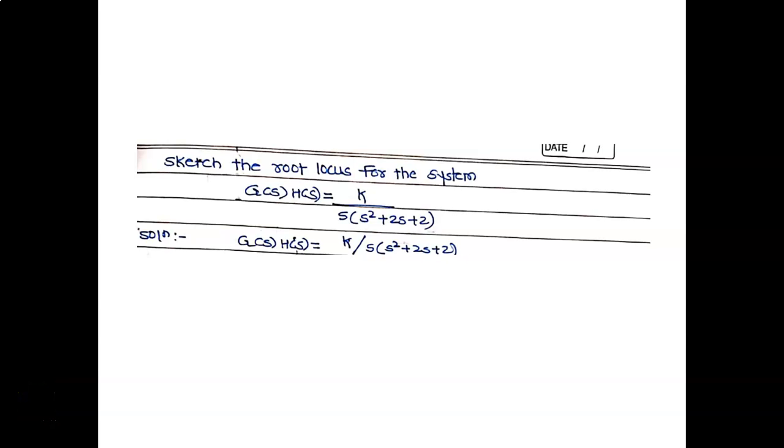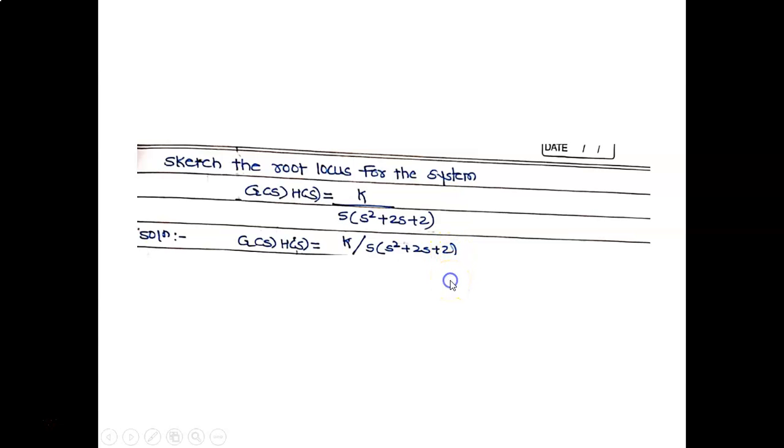Now we will see the second problem on the root locus. Sketch the root locus for the system G(s)H(s) is equal to K divided by s into bracket s square plus 2s plus 2. Therefore, we will see the solution. G(s)H(s) is equal to K divided by s into bracket s square plus 2s plus 2.